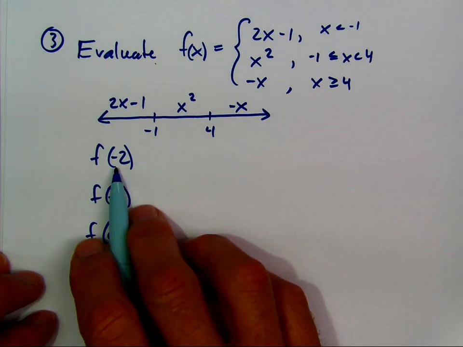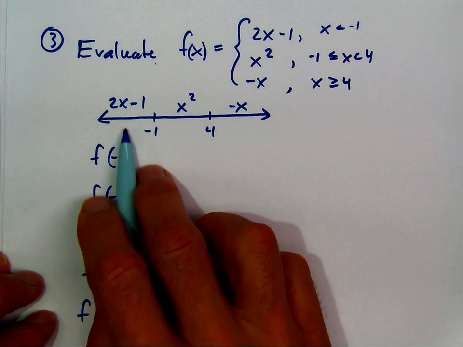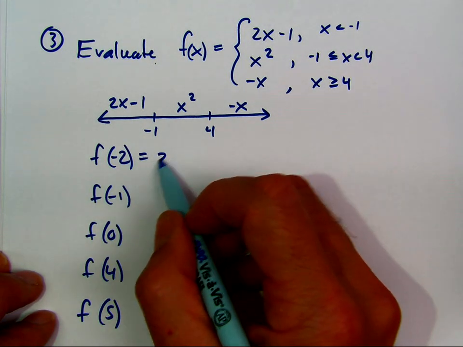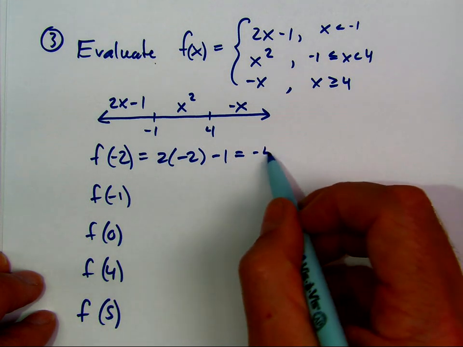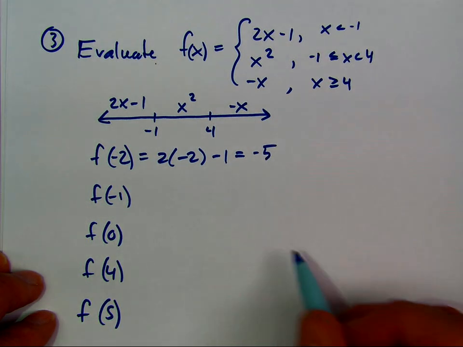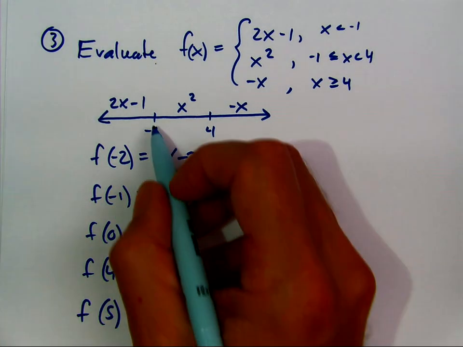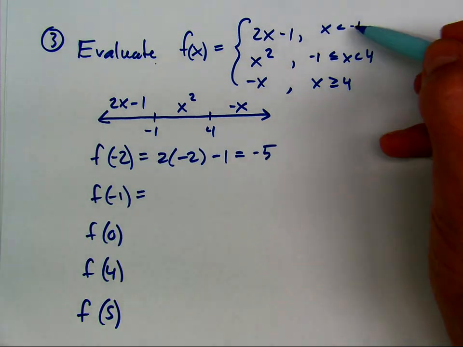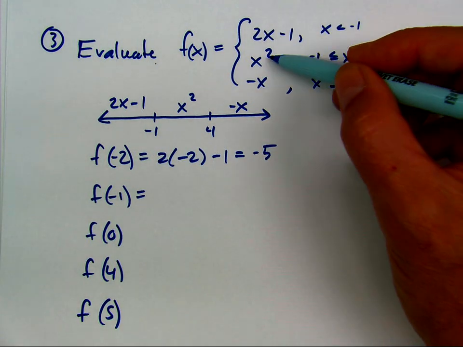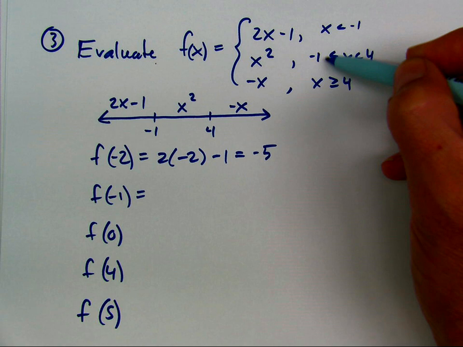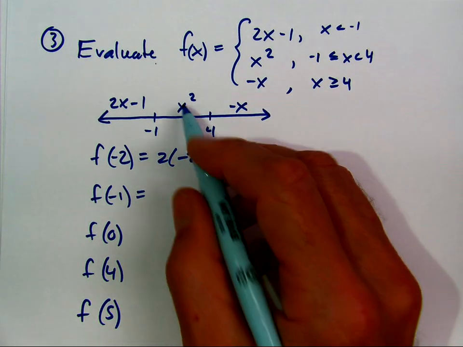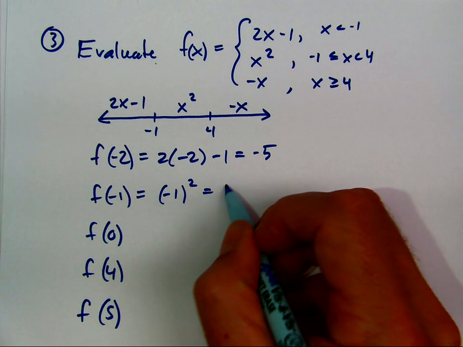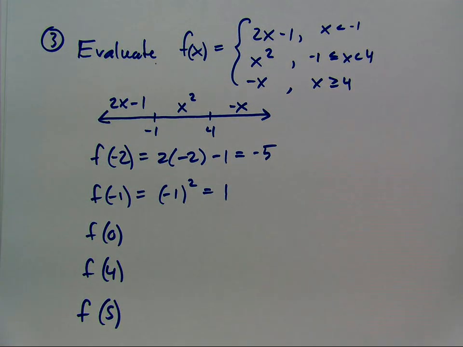So let's check -2. -2 is here, so we'll use this one. 2 times -2 minus 1, -4 minus 1. All right, -1. Well, that's on a boundary, so we have to check where -1 is. Is it in the left or the middle? Here we have an equal sign, so we're going to use this one. X squared, -1 squared is 1. Pause the video and try the last 3 x values.